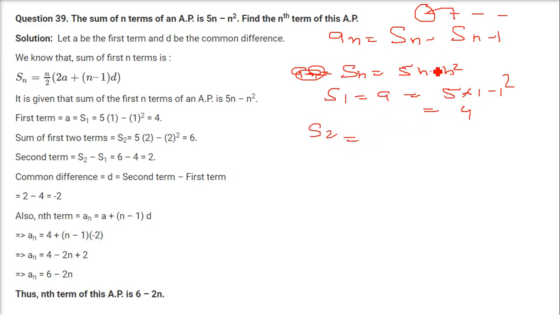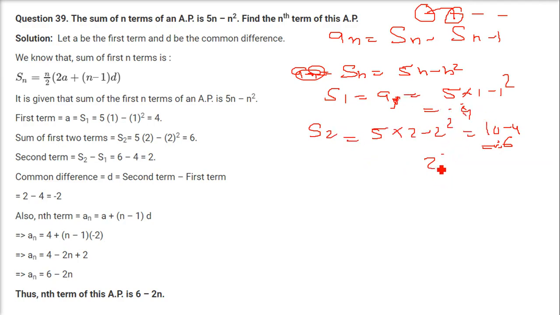Now what is the sum of two terms? Let us put 2 here: 5 into 2 minus 2 square, that is 10 minus 4, which is going to be 6. So this is the sum of two terms, but we have to find the second term. So we subtract the first term from this sum in order to get the second term: 6 minus 4, that is 2.